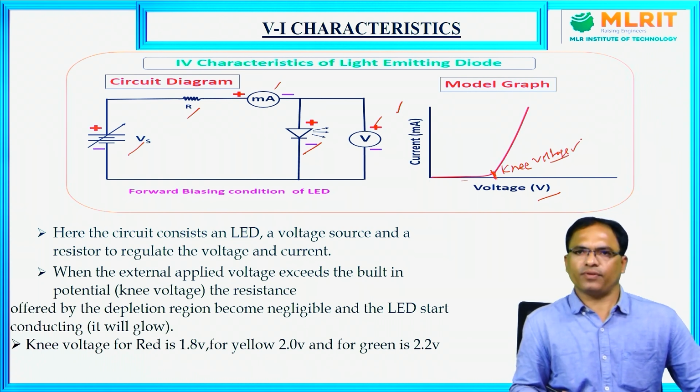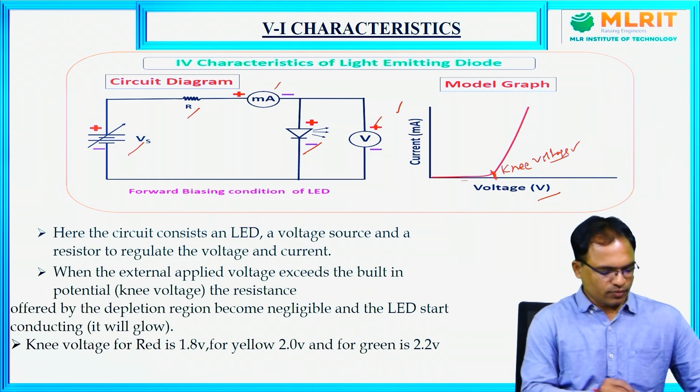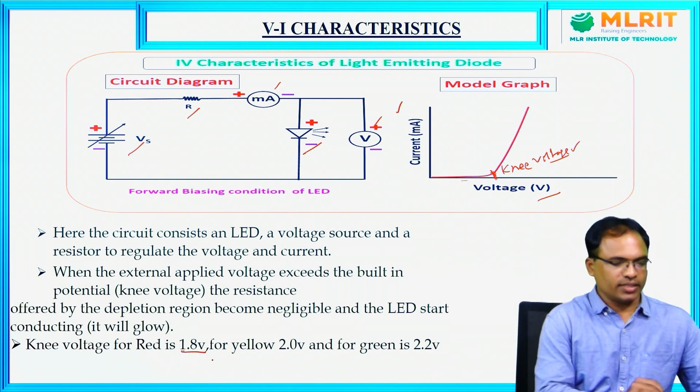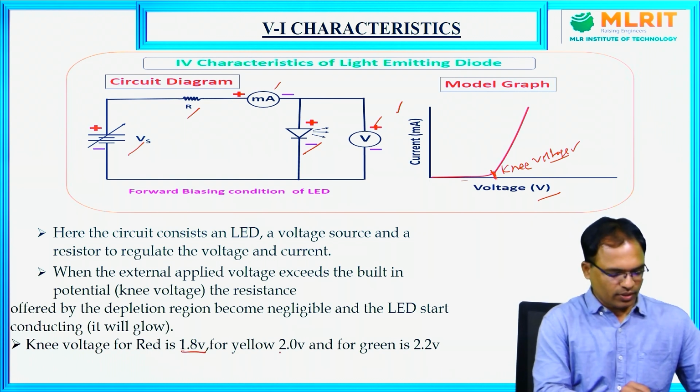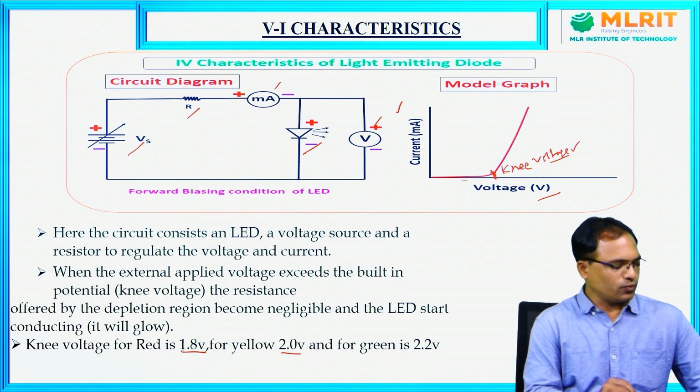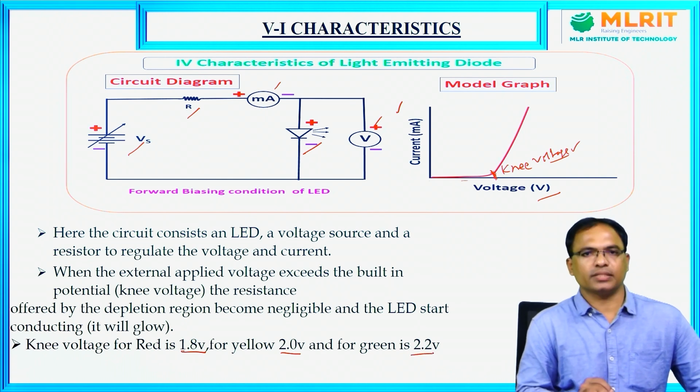Knee voltage is different for different colors. So here in the case of red color, knee voltage is 1.8 volts. For yellow color, knee voltage is 2 volts, whereas for green color it is 2.2 volts.